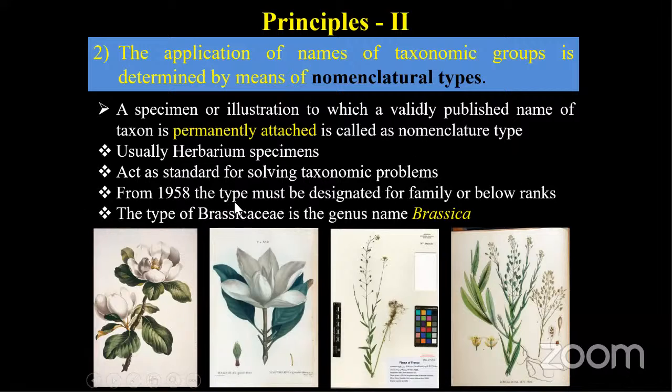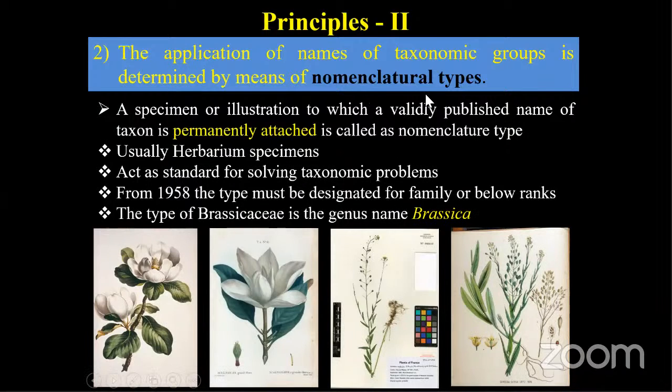Again, from 1958, the type must be designated for family or below ranks. The type of Brassicaceae is the name of a genus, that is Brassica. There are a lot of families which have older names and new names, because the rules directly govern that if you want to give the name of a particular family, it should be based on the name of a genus. So Brassicaceae, the older name of the family is Cruciferae, on the basis of the cruciform type of corolla. But the new name is Brassicaceae, on the basis of the Brassica genus.